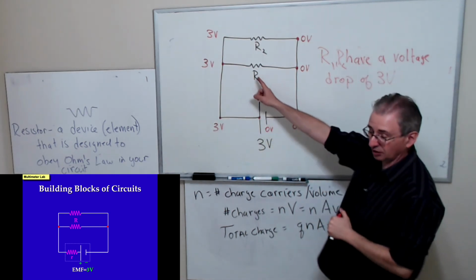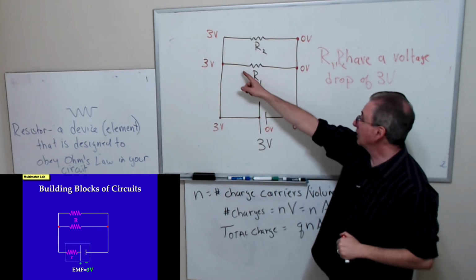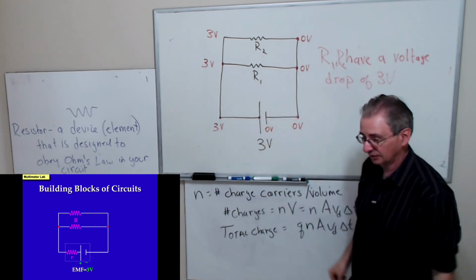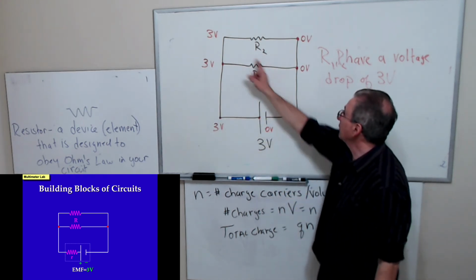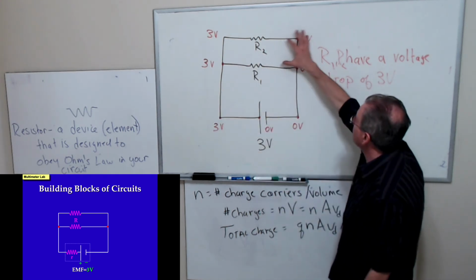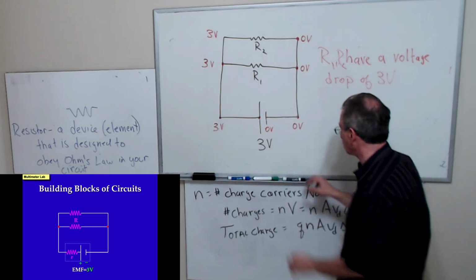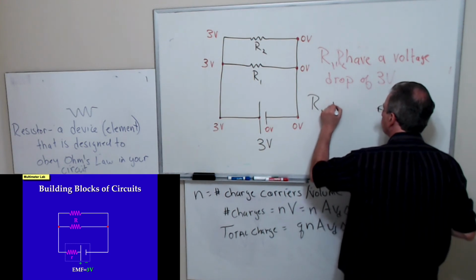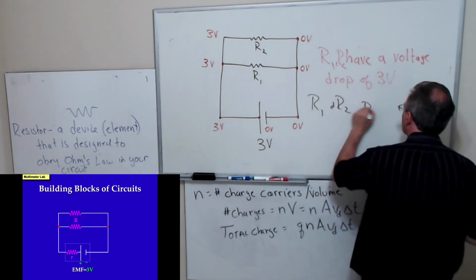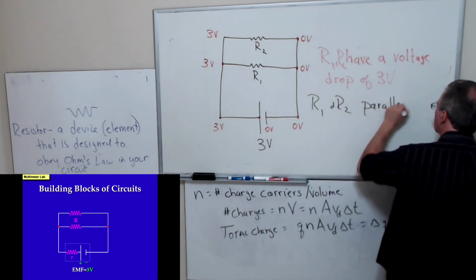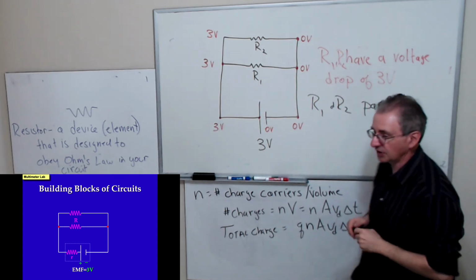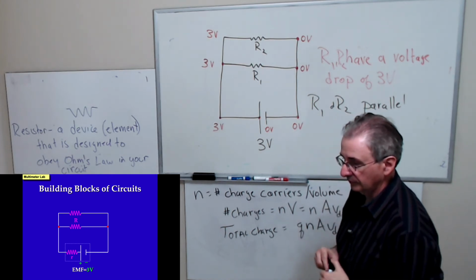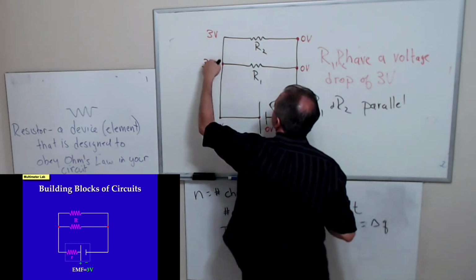And that's what's going to make the current go through it. You need a potential difference because the potential difference produces the electric field. And so electrons will go through here, electrons will go through here. But notice the voltage drop is 3 volts across both of them. And so then we say the resistors are in parallel, because the voltage across each one of them is the same. These 2 points are the same voltage.